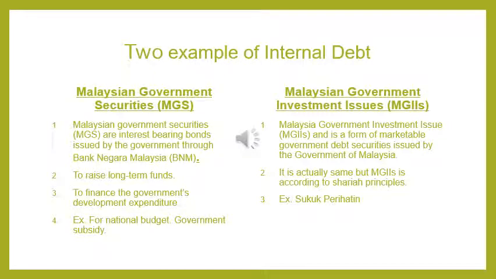There are two examples of internal debt in Malaysia. The two most famous internal debts in Malaysia are firstly Malaysia Government Securities (MGS) and secondly Malaysia Government Investment Issue (MGII). So let's take a look at MGS, which is Malaysia Government Securities. MGS are interest-bearing bonds issued by the government through Bank Negara Malaysia (BNM).